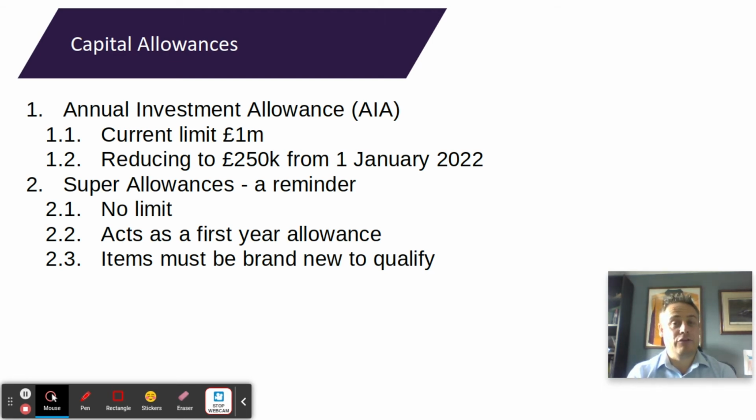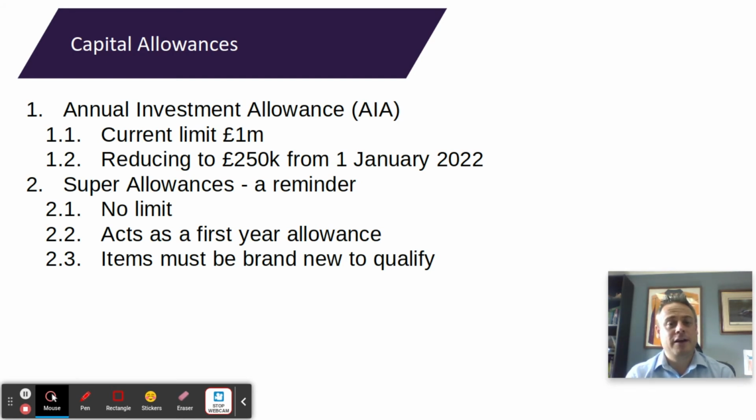If you exceed the annual investment allowance, then the remainder of your expenditure under normal circumstances is pooled, and you either receive 18% per year of the amount that you spent as a relief for tax purposes, or 6%, depending on what type of equipment and machinery you spent the money on. The detail of that is probably too broad for us to go into in this video, so I won't go into any more detail than that.